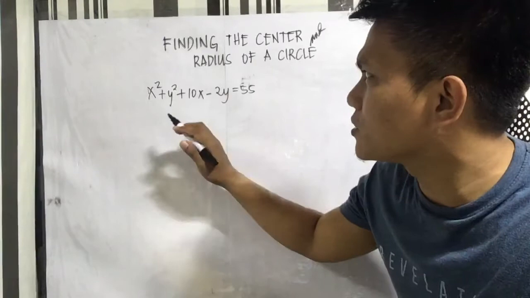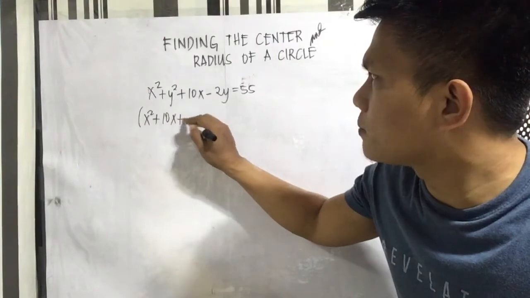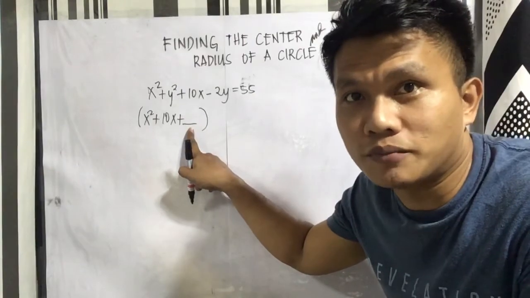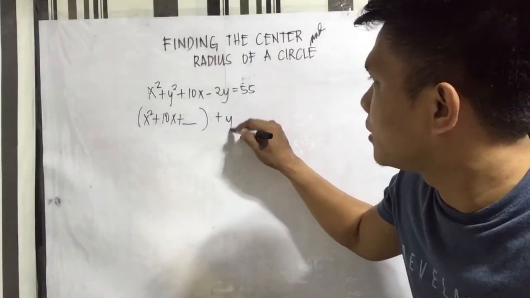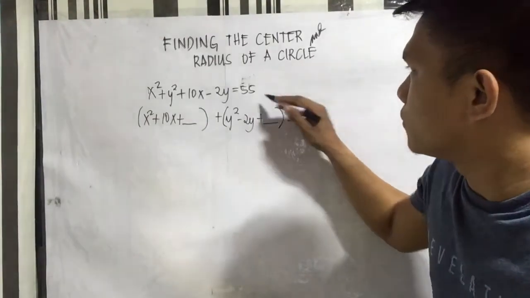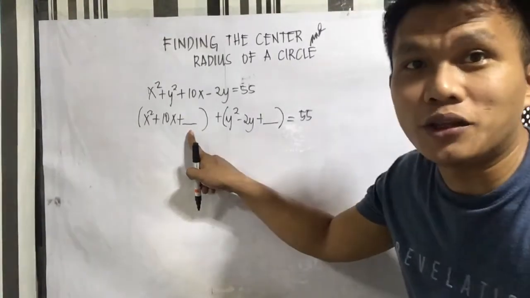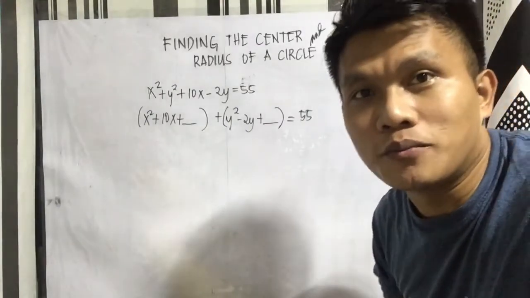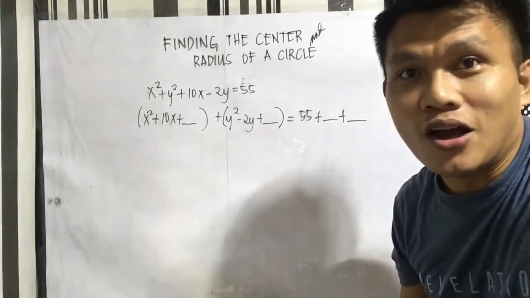So kapag tayo nagko-completing the square, that will be x squared plus 10x plus blank. Okay, because we have to put some particular term dito, depende dun sa makukuha natin sa middle term later. And then the other one, we have y squared minus 2y plus blank. So that is equal to 55. Since we put two blanks here, we need to indicate two blanks at the right side because that is the purpose of the addition property of equality. So what you have added on the left should also be added on the right.